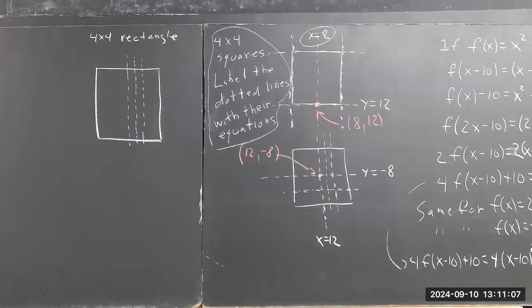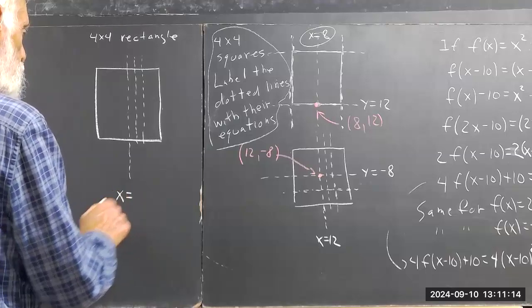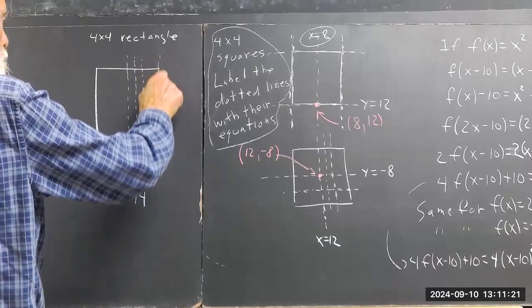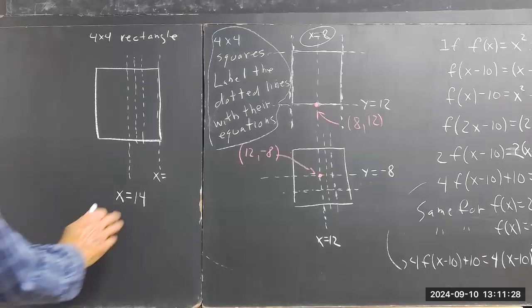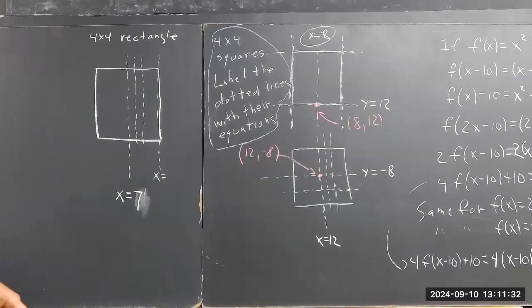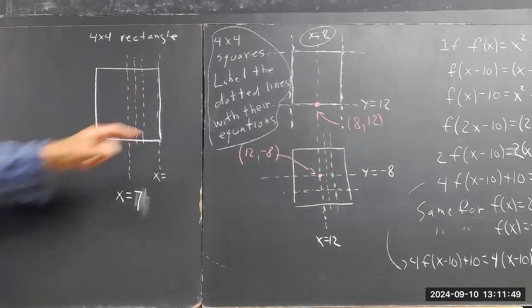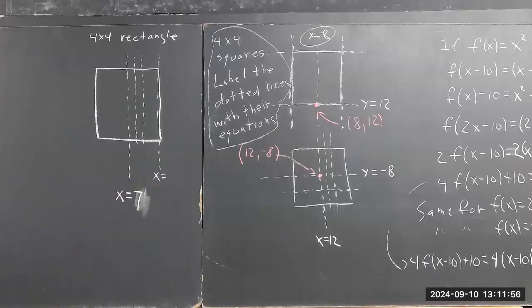Okay. So now, let's not say 14, let's say this line is x equals 7. We can hold up fingers. So this is x equals what? Okay. Well, if this is x equals 7 and it's 2 units from here to here, and x is increasing in this direction, as I hope everybody knows, then you gotta have x equals 9, right?